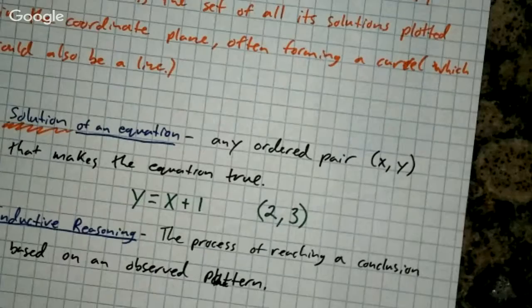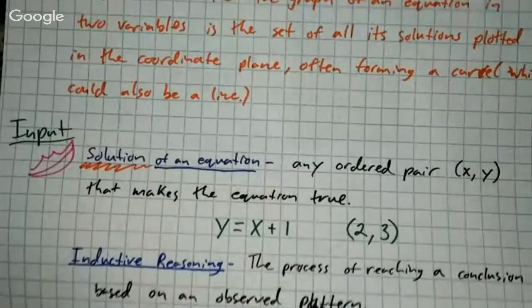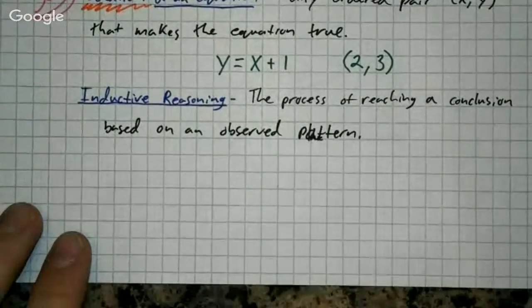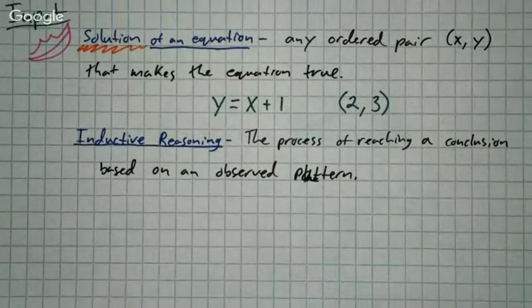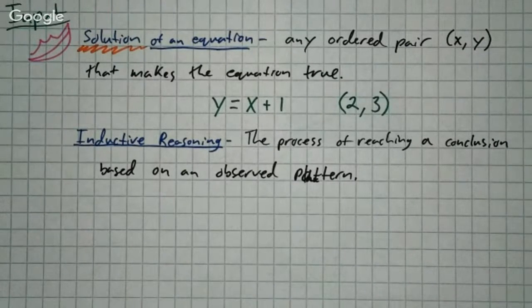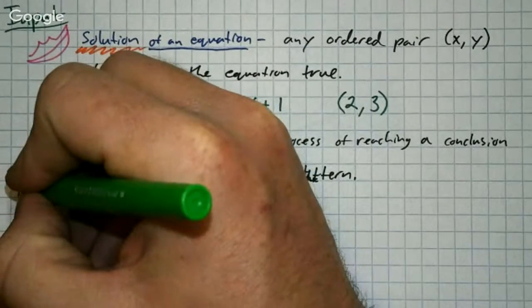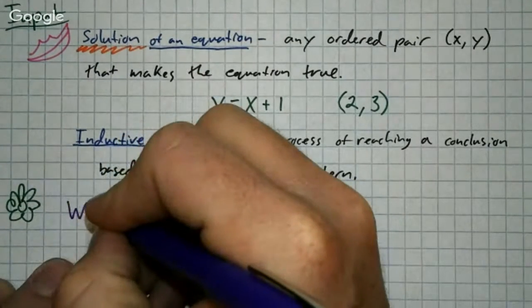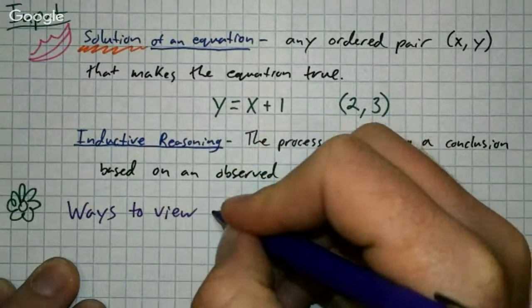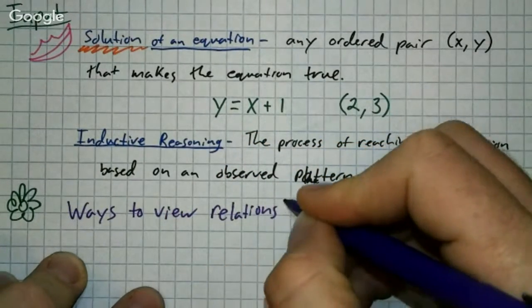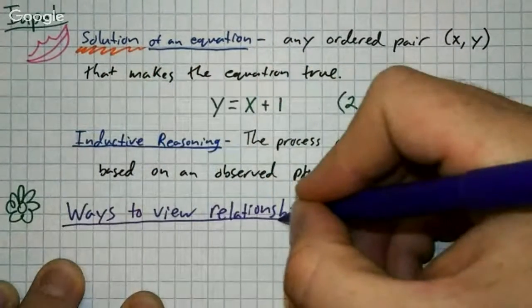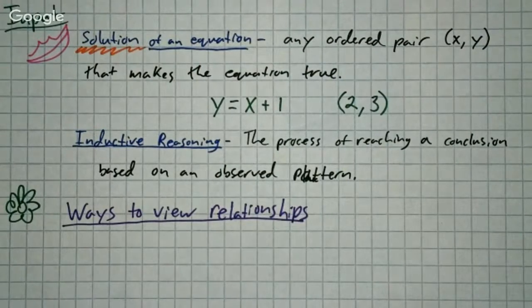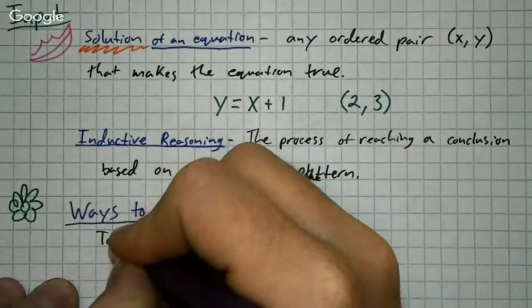Okay, we have just a little bit left here on the page. So I'm going to scoot this down a bit and start our input, our details portion. So go ahead and draw your flower. What our input is going to be based on are ways to view relationships. And no, not those kinds of relationships. These are relationships between numbers, how things react. So here we go. Let's start with tables.